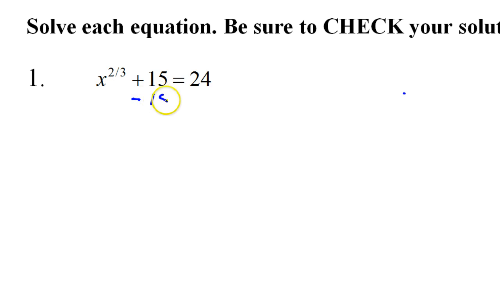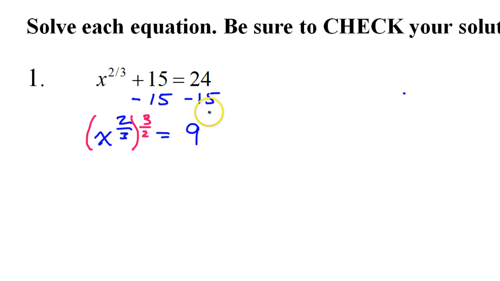So of course we will subtract 15 from both sides. So that's going to leave x to the 2/3 power, and that's going to equal 9. Now here's the fun part. If we want to get rid of this fractional exponent, we are going to raise both sides of the equation to the reciprocal power. So basically on the left side of the equation we're going to raise this to the 3/2 power, and on the right side we're also going to raise this to the 3/2 power.